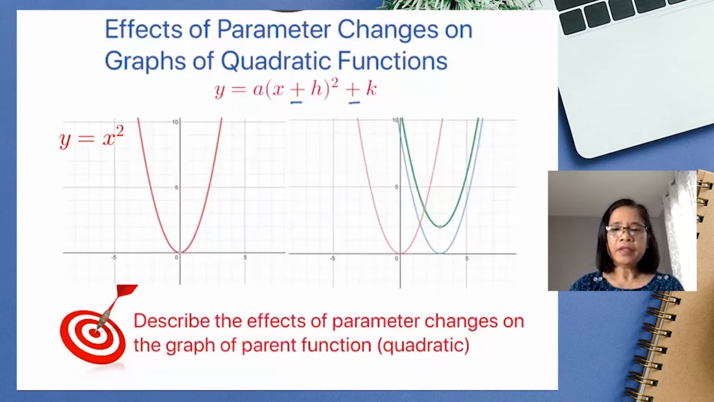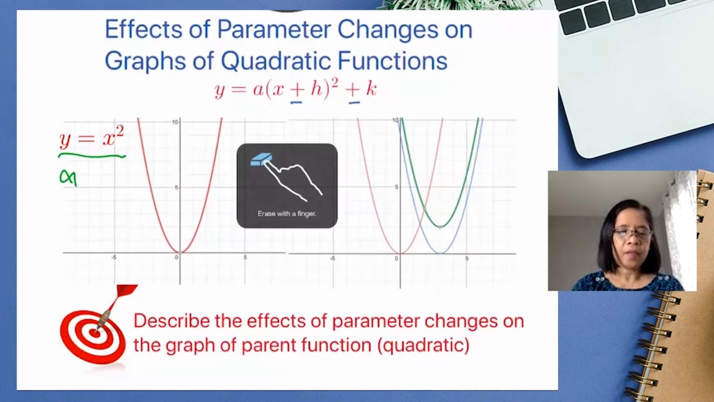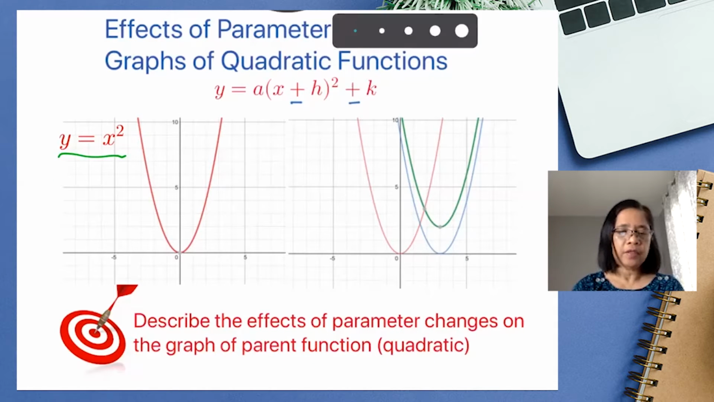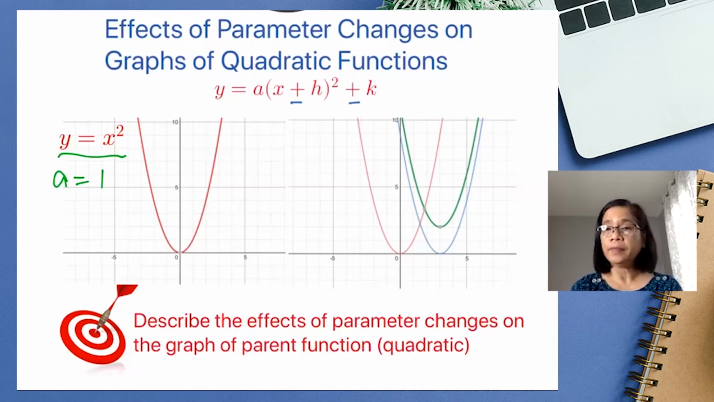So what happens if, given the parent function y equals x squared, in this case, the coefficient of x squared is equal to 1, so that's the value of a, which is 1. What happens if the value of a changes, or also if the sign of a changes? Then we will also describe the effect when h and k change.